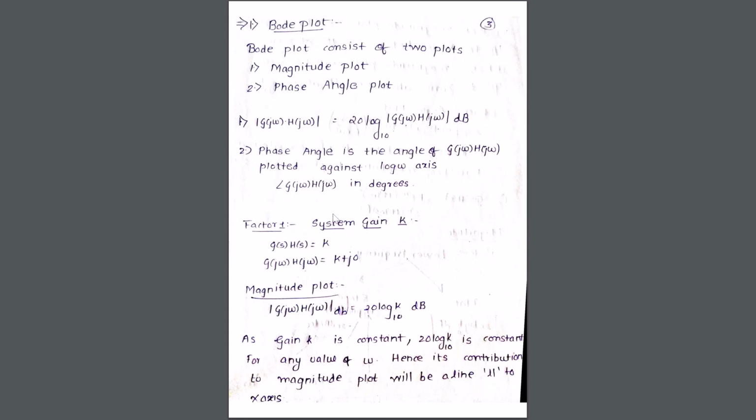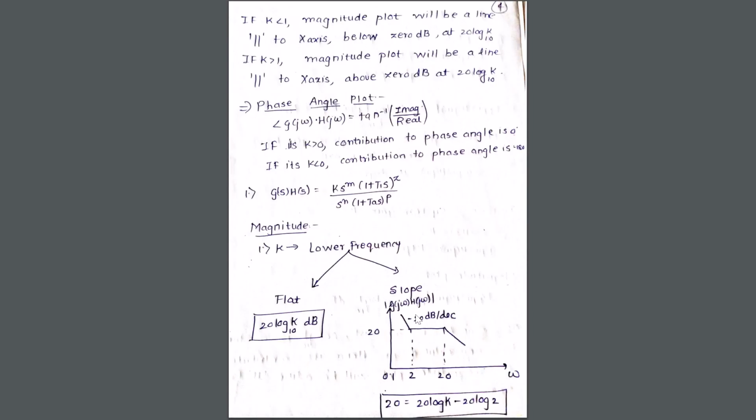So first of all, we have a system gain called K. The K can be given as K + j0. So when I want to find the magnitude plot, we'll have 20 log K to the base 10 dB. Every factor will have two components, the magnitude plot and the phase plot. So for factor number 1, the system gain K, the magnitude plot will be 20 log K to the base 10 dB. I hope I am very clear to you.